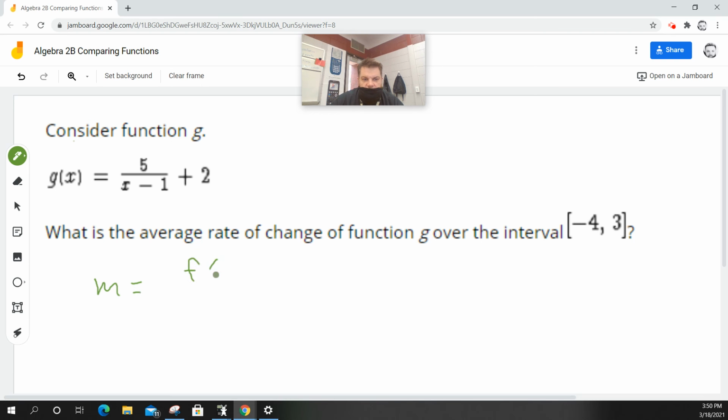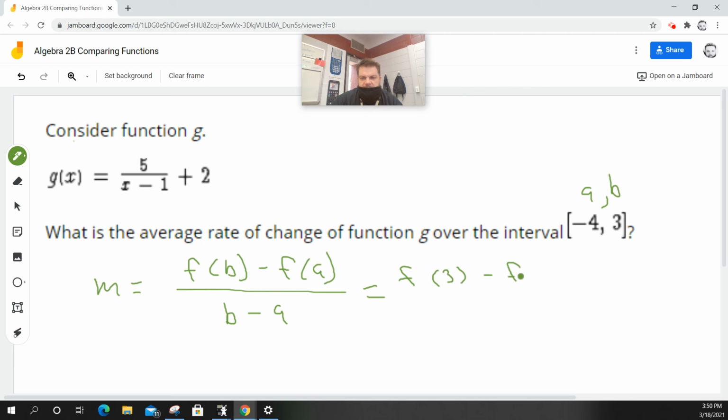I need f of b minus f of a, all over b minus a, where this is a and this is b. In other words, I need f of b, which is 3, minus f of -4, all over 3 minus -4. When you minus a minus, it becomes plus, so the denominator is going to be 7. And then we just have to figure out what f of 3 and f of -4 are.